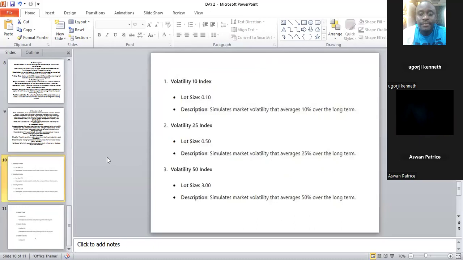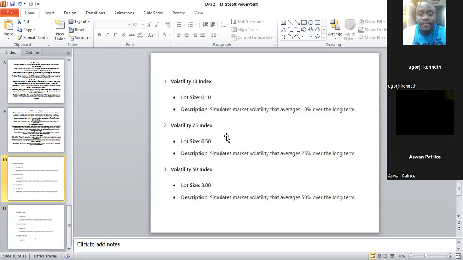Look at this for instance. For the volatility 10 index, the lot size you successfully use is 0.1. What this means is that you must have at least $1,000. Are you with me? So that's why they said it simulates market volatility that averages 10% over the long range.